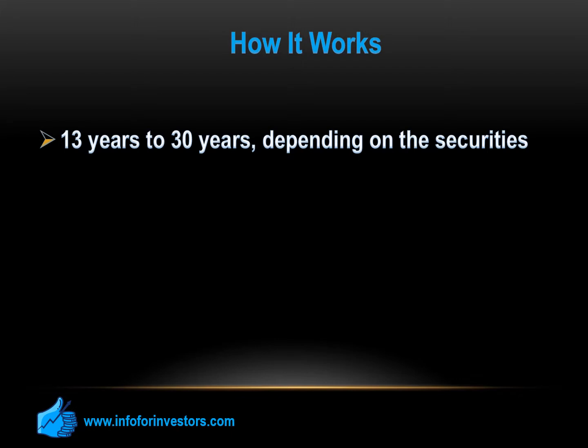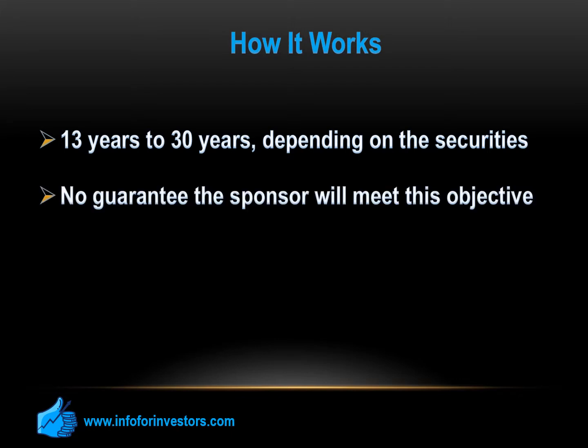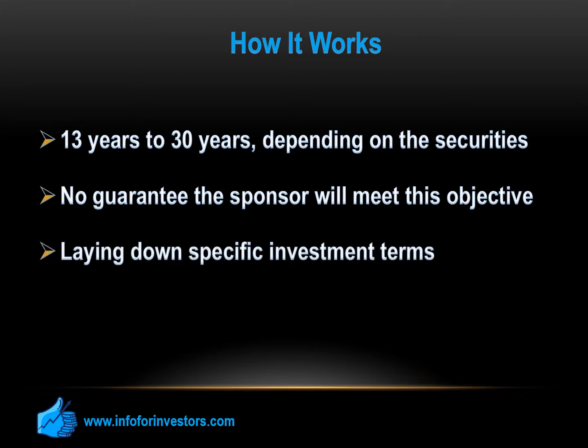The UIT follows a financial game plan. It is an investment objective over a specific time period. However, there is no guarantee that the sponsor will meet this objective. The trust sponsor creates the trust by laying down the specific investment terms. They include the trust objective, securities to put into the trust, the period of the trust, schedule of fees, etc. Investors will find these terms in the prospectus.